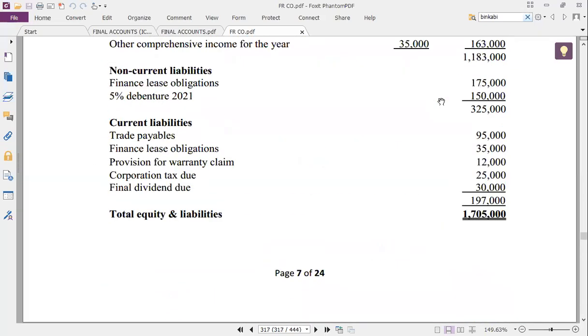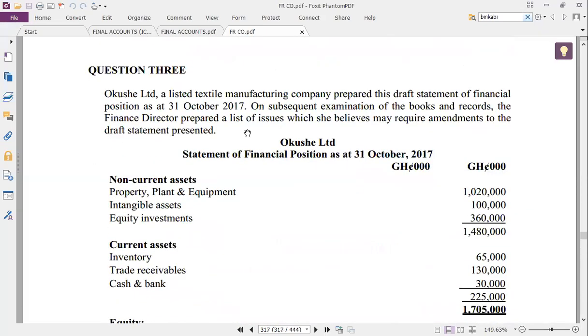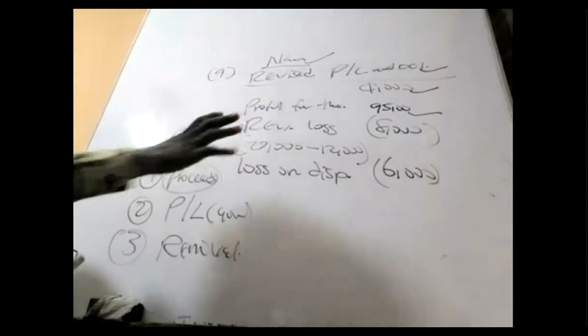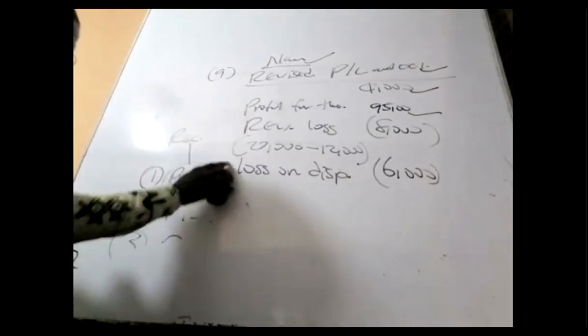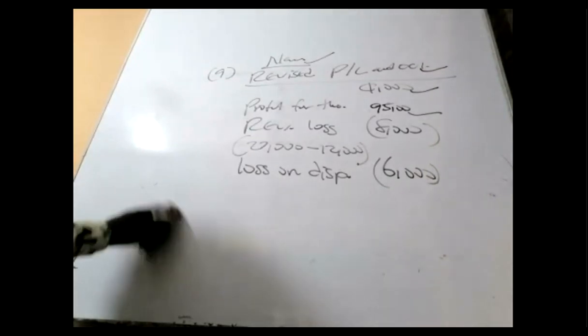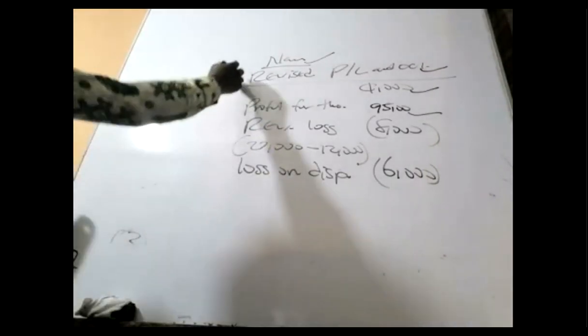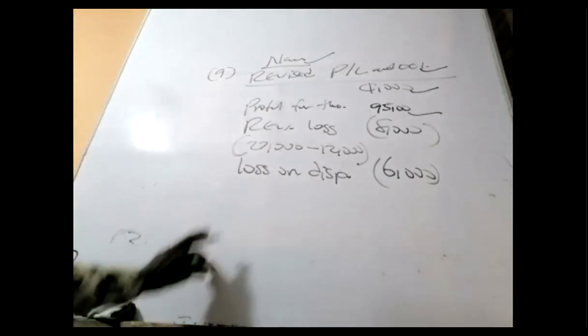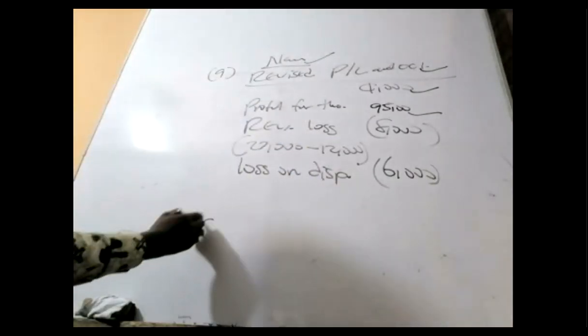Let's see the instruments. Equity investment is 360. But the fair value at the reporting date is what? 380. So first there's a gain of what? 20 million. How do you record the gain? Let's go to the board. Don't bring the gain here. When you are done with everything, after the tax, you write the OCI section.